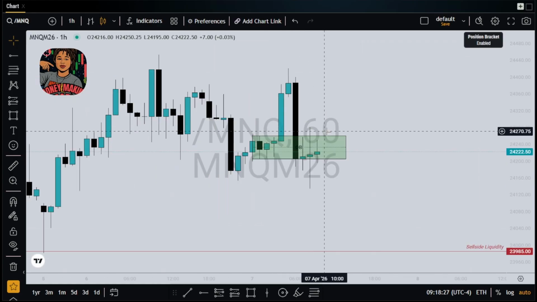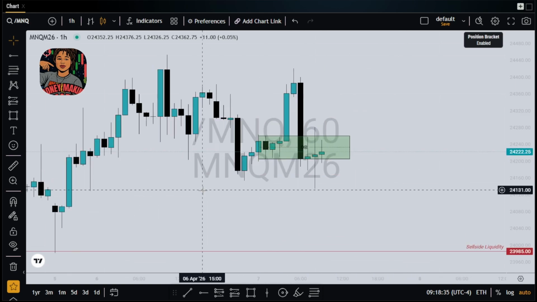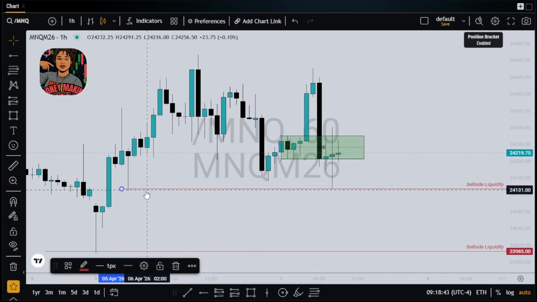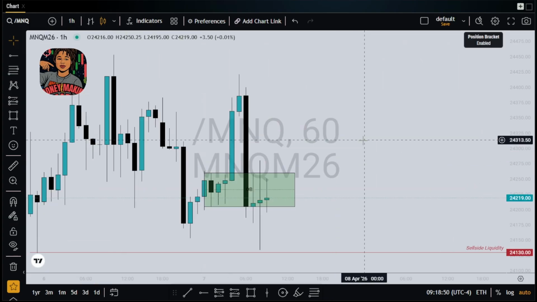Now, as we go down, you'll see why I'm bearish at open and then bullish after. So the first move of the day, I'm expecting to be bearish.